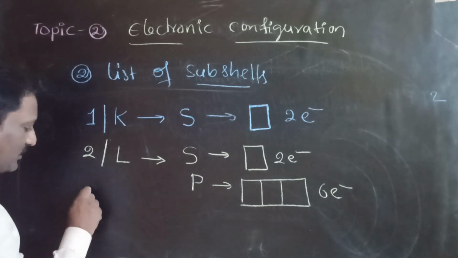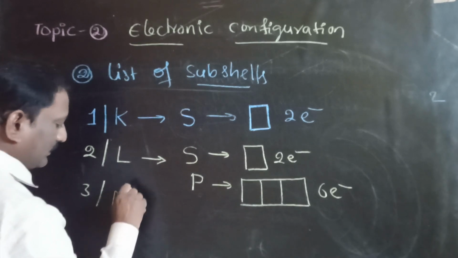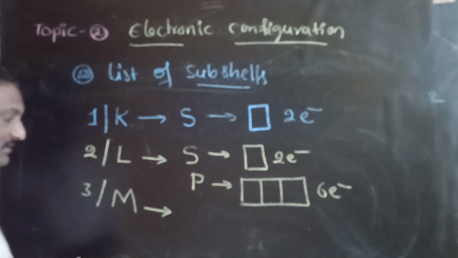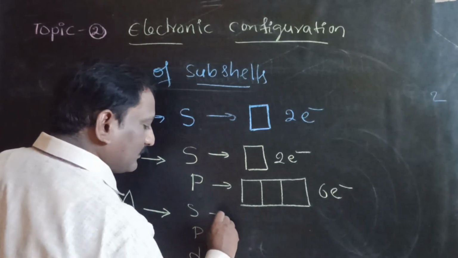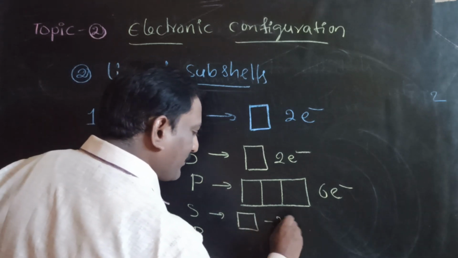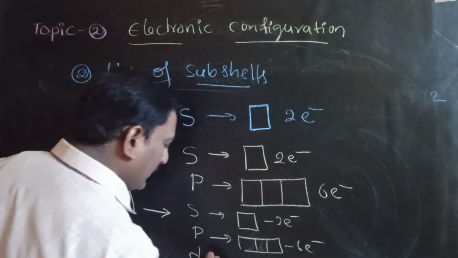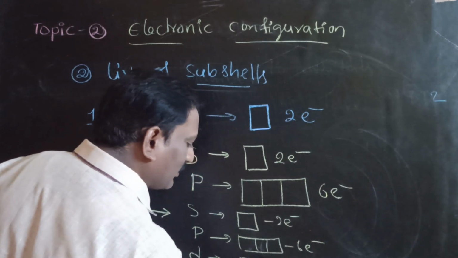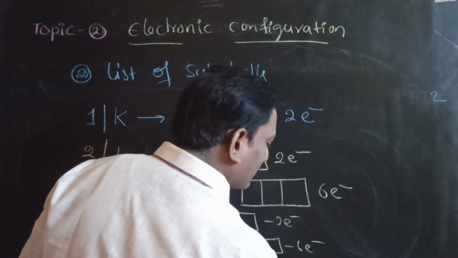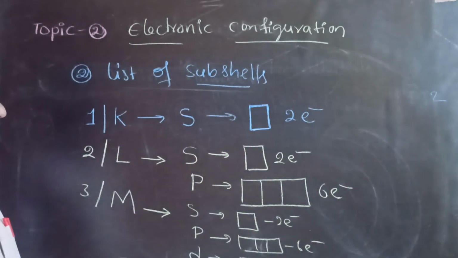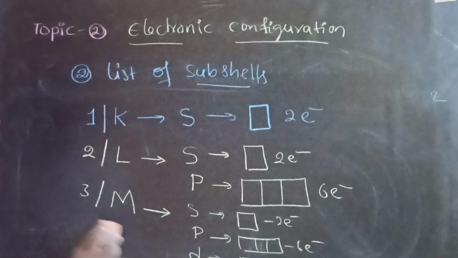Right? Next one, third shell, represented with M. It has 3 subshells, S, P, D. S again, one box with 2 electrons capacity. P, 3 boxes with 6 electrons capacity. D, 5 boxes. Boxes are nothing but orbitals. 1, 2, 3, 4 and 5 with 10 electrons capacity. Right? Next one. So please copy this one.